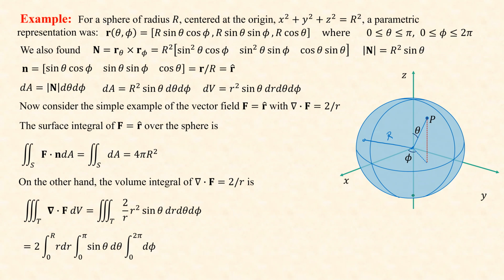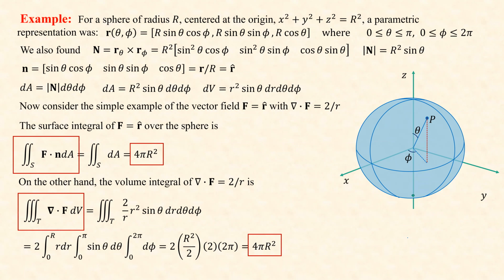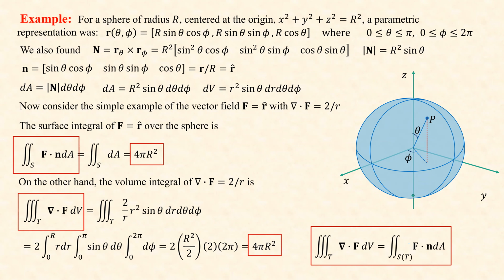The second one becomes a 2. The third one becomes 2 pi again. So 2 times R squared over 2 times 2 pi. One of the 2's cancels, and you get 4 pi R squared. So you see that these two are the same. It means that these two are the same, which confirms the Gauss theorem or divergence theorem.